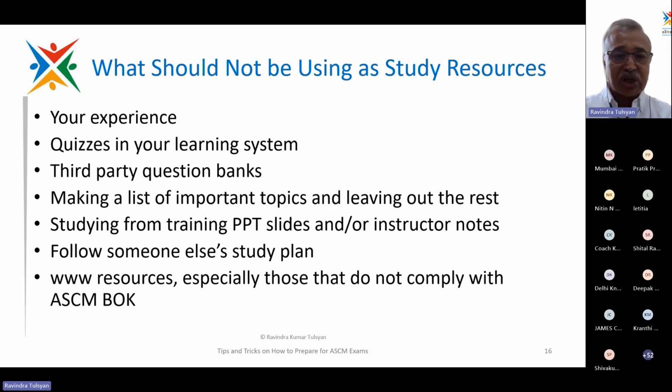Don't use third party question banks. I mean, you can, I'm not saying that, but don't try to study through question banks. That's a wrong mechanism to study from question banks.